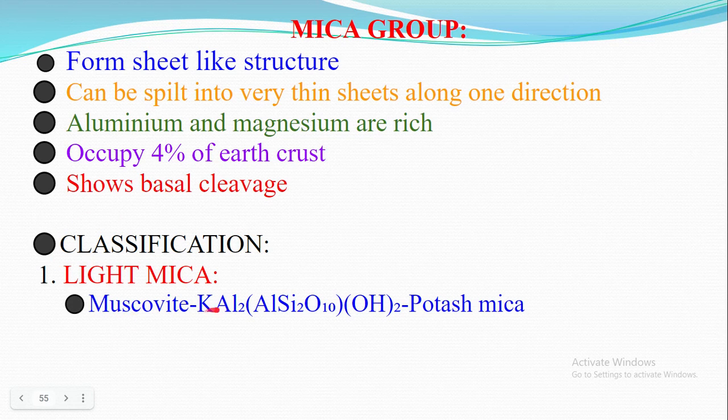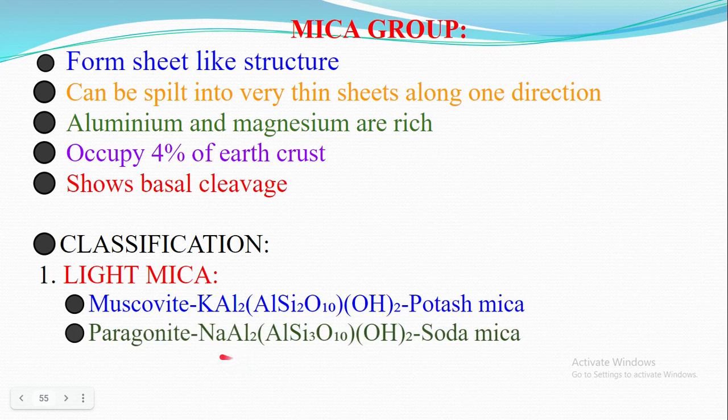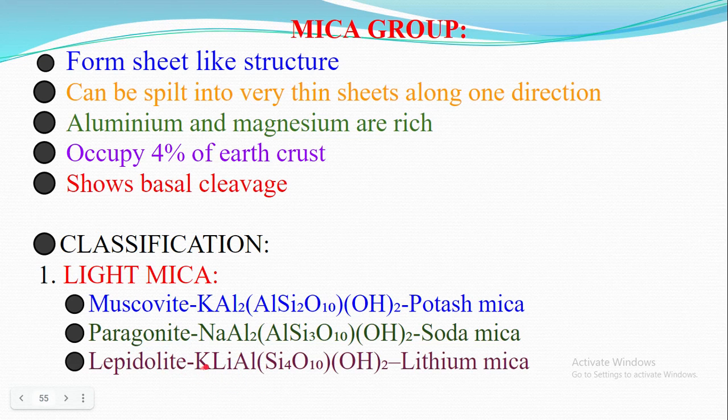Classification of mica: muscovite, you see, potassium aluminum silicate. Potassium mica. They will be light in color as they are composed of potassium. Paragonite is sodium aluminum, soda mica, sodium is there. Lepidolite, potassium aluminum lithium mica. You have lithium here. So these are light in color. Muscovite is a common mineral you have in rock.